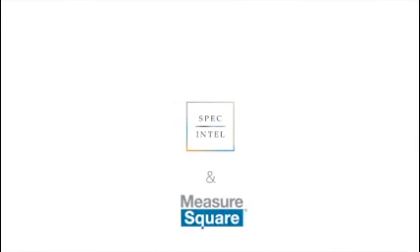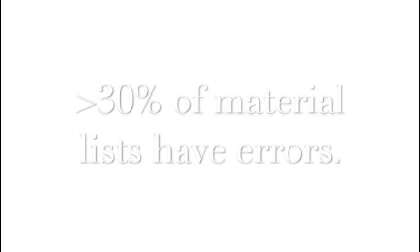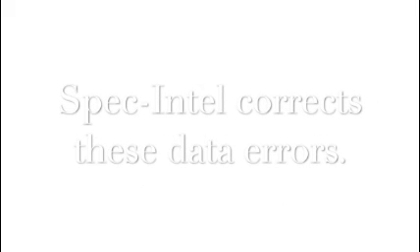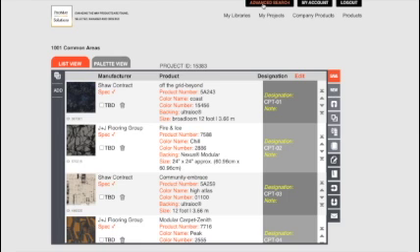So today's tutorial is going to show you how MeasureSquare partnered up with Spec Intel to make your life just a little bit easier. One of the things we discovered after looking at over 2,300 projects was about 30% of the information that you receive as an estimator from the architect is either incomplete or inaccurate. So how do I populate my job?